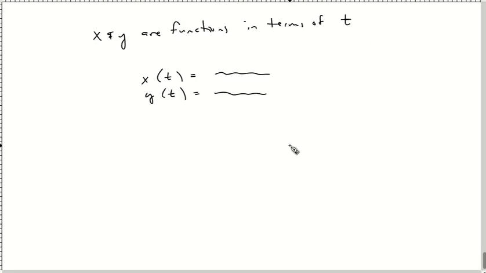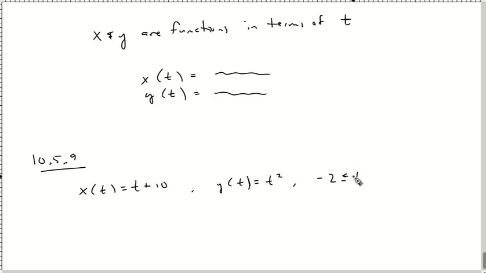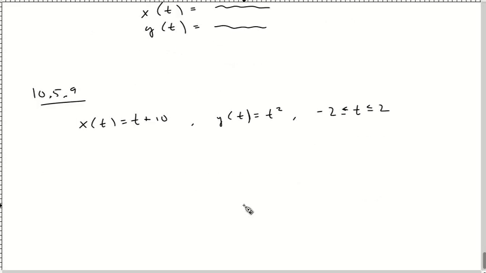Let me just jump into the first question as a good example for this. Let's see, I got x of t is equal to t plus 10. I got y of t is equal to t squared. And then they say go from -2 to 2 with your t. You can actually graph this on Desmos.